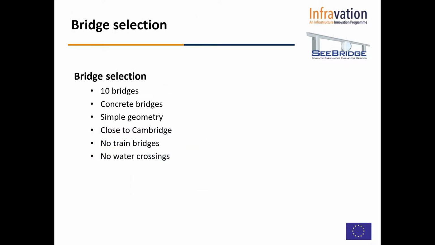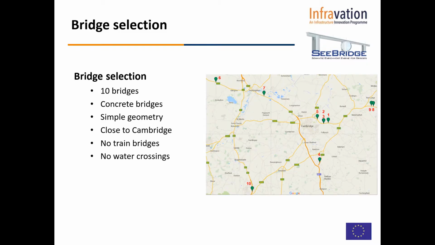We have collected data for the input, so basically high resolution images from 10 bridges around Cambridge, which were the same bridges as you have already seen in the as-is modeling. So 10 bridges around Cambridge, concrete bridges, simple geometry, no train bridges, no water crossings. So these are the 10 bridges.